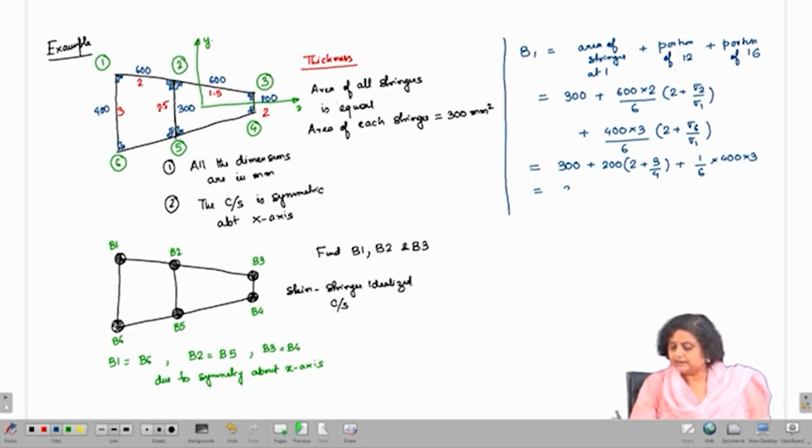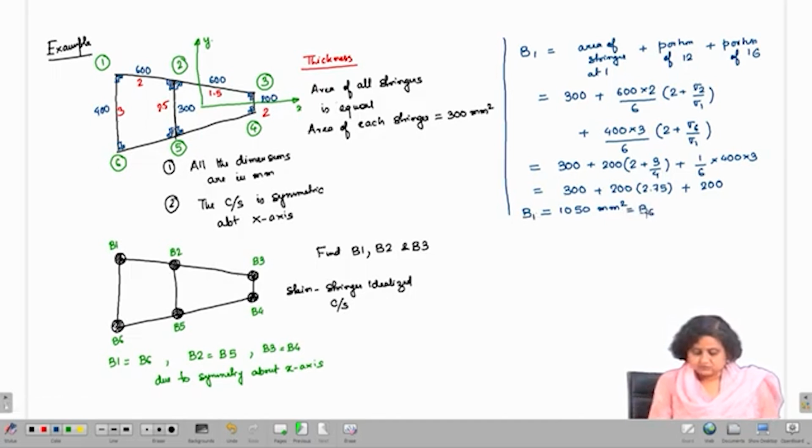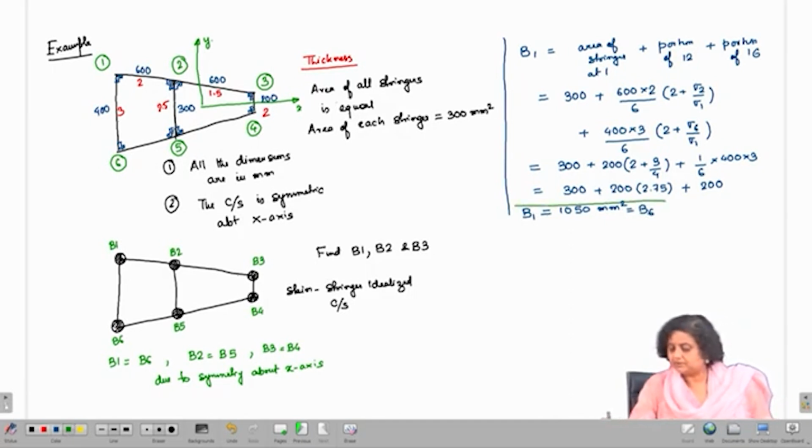So, therefore, we get 300 plus 200 into 2.75 plus 200. If we calculate this, this is going to be 1050 millimeter square. So, we have found out the area of B1, which is also going to be the area of B6. So, the first part of the problem is done.